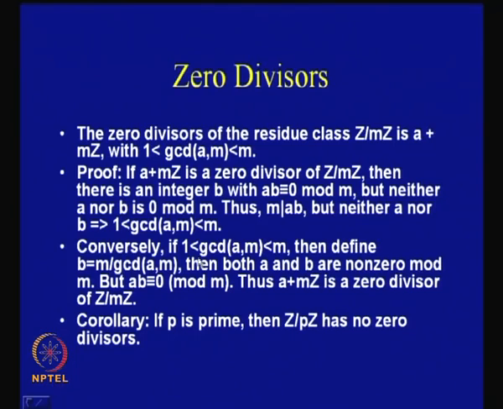There is a natural corollary to this: if p is a prime, then Z/pZ will have no zero divisors, because if I take the GCD of a number with p, it is always equal to 1, because that's the definition of primality, right? So there are no zero divisors if p is a prime number in this particular Z/pZ.